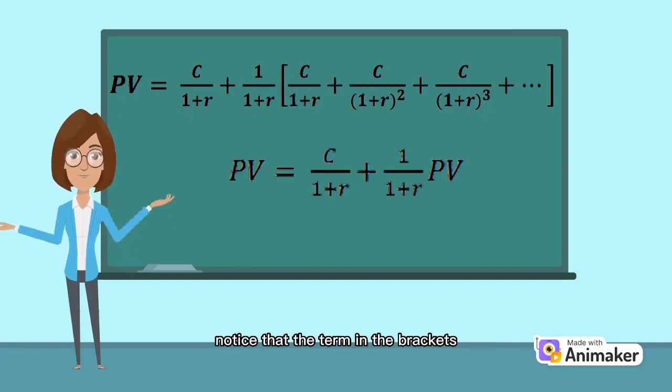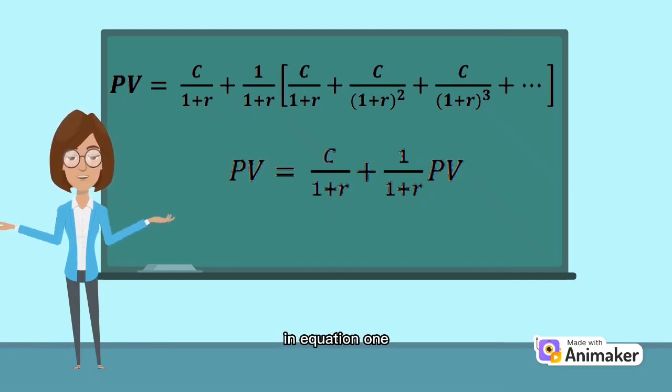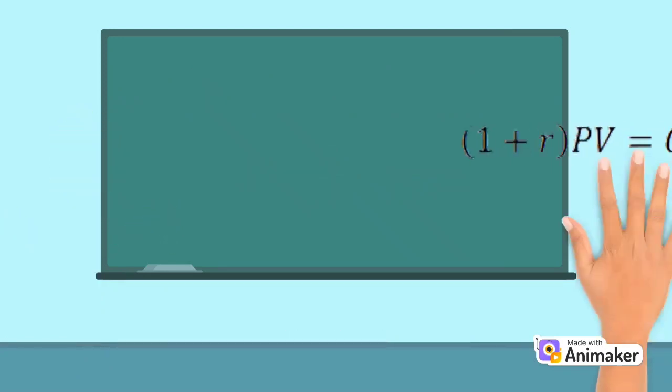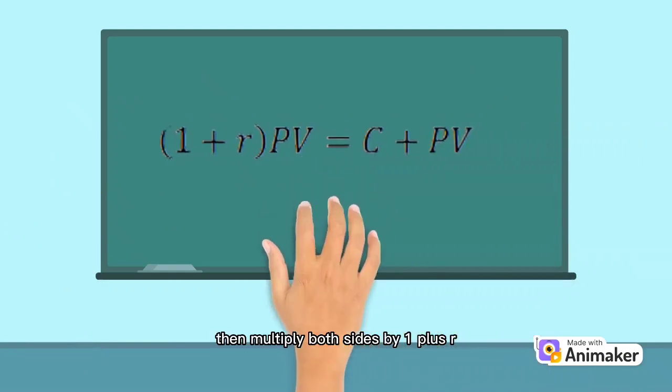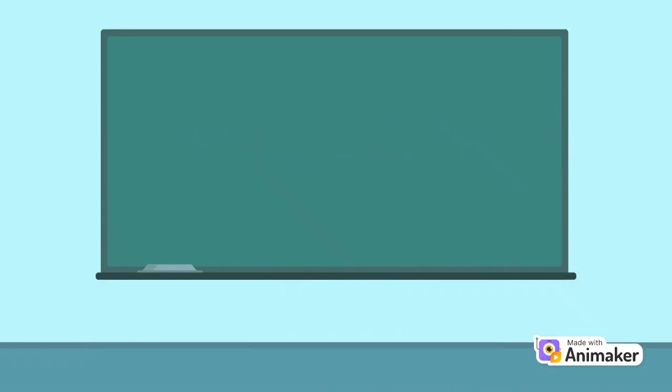Notice that the term in the brackets is the same as the present value of the perpetuity in equation 1. Replacing it with PV, equation 2 becomes like this, where PV equals c over (1 plus r) plus 1 over (1 plus r) times PV. Then, multiply both sides by (1 plus r), where (1 plus r) times PV equals c plus PV.